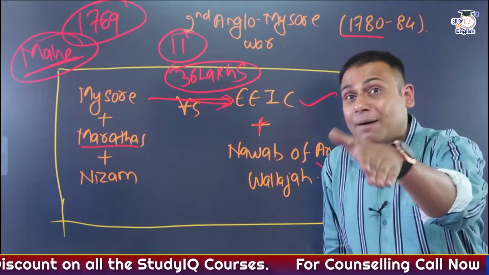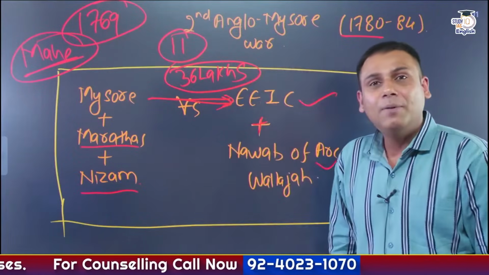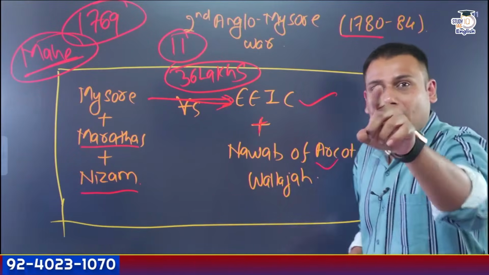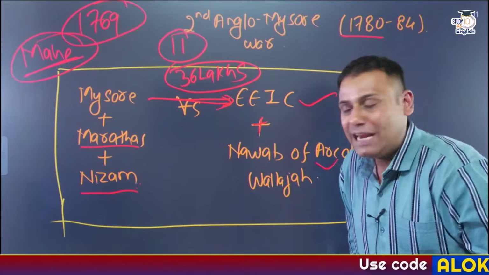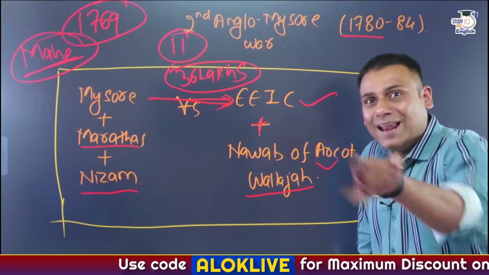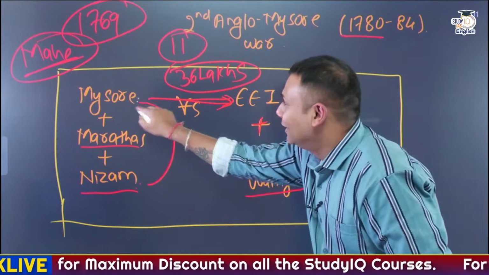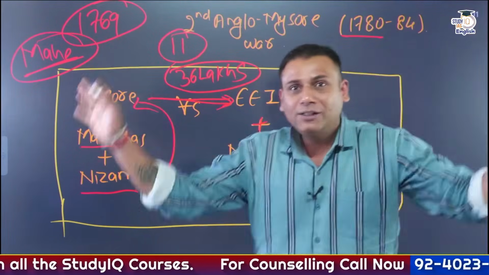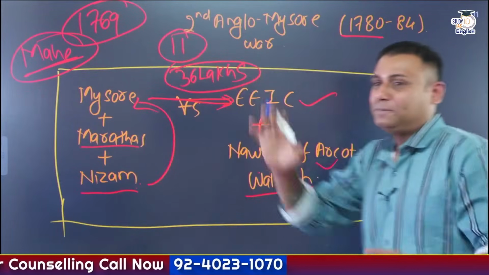And why did the Nizam of Hyderabad form an alliance with Mysore against the English East India Company? Because specifically speaking, the Nizam of Hyderabad's major enemy was the Nawab of Arcot, Wallaja. And Wallaja had formed an alliance with the English East India Company. So the Nizam formed an alliance with Mysore. Did you understand the entire diplomacy? Let's move ahead.